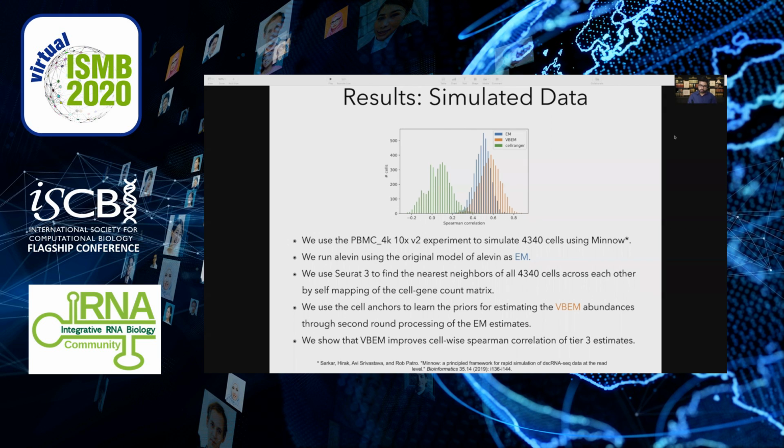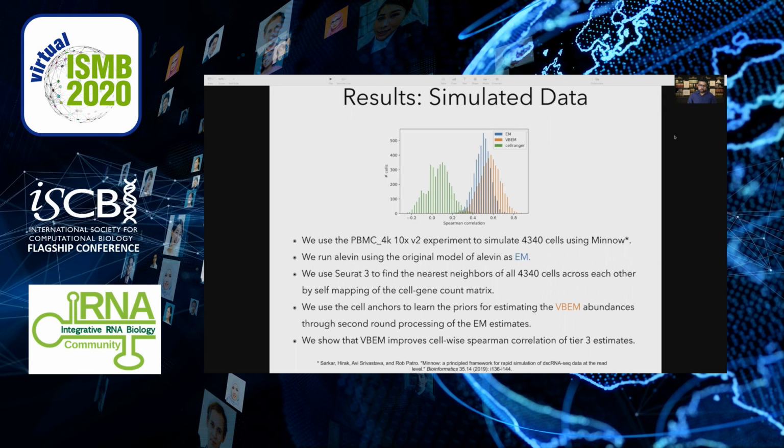We went further and looked into PBMC 4K 10x dataset and simulated 4040 cells using Minnow. Minnow is an important tool which we published last year at ISMB, and it's specifically needed to validate our results in this case, because Alevin works on read level dataset, and if your simulator is working on gene counts level, it's not very useful.